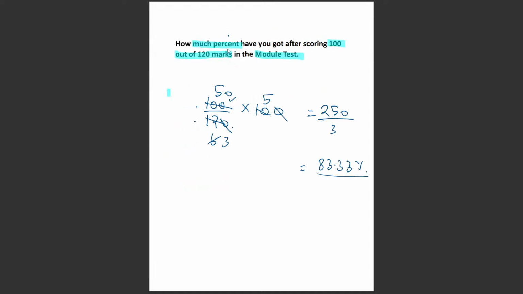Second question, we discussed how much percent you have got after scoring 100 out of 120 marks. Again, this 100 out of 120 is the fraction, and this fraction we have to multiply with 100, and 250 by 3 will be the final answer. This will be the final percentage answer.